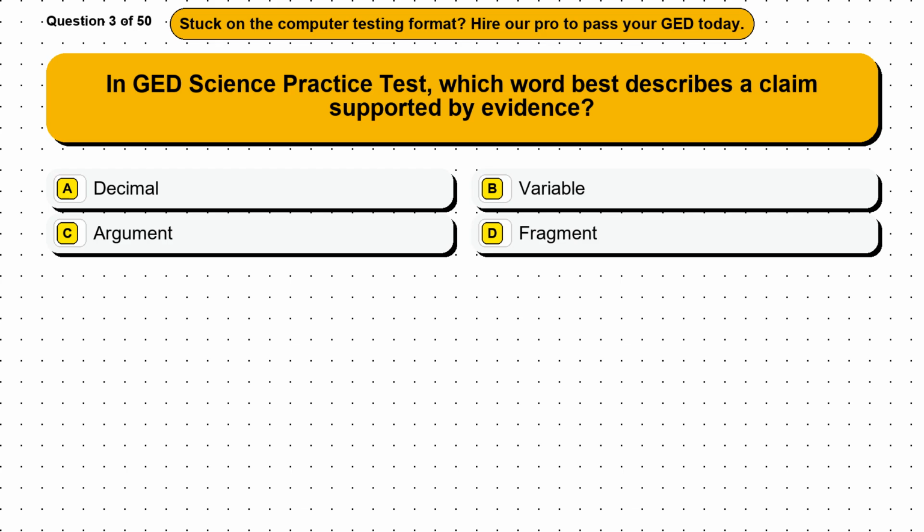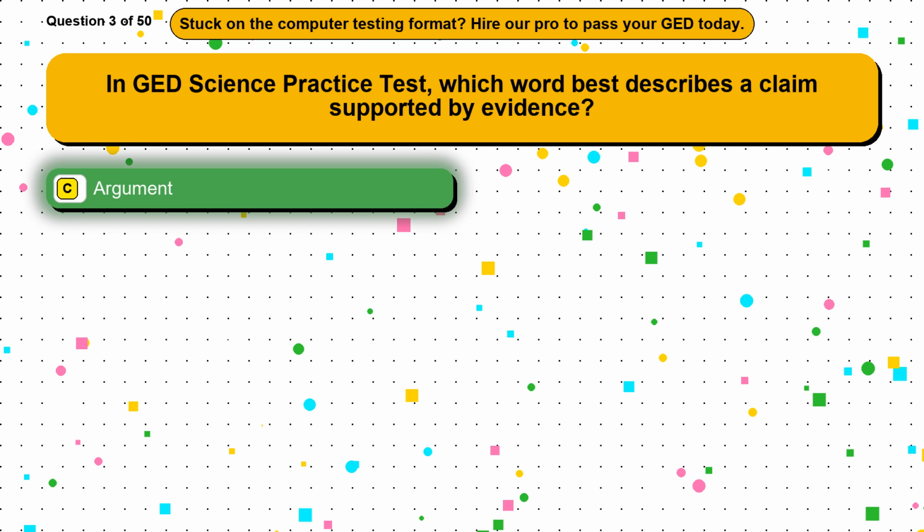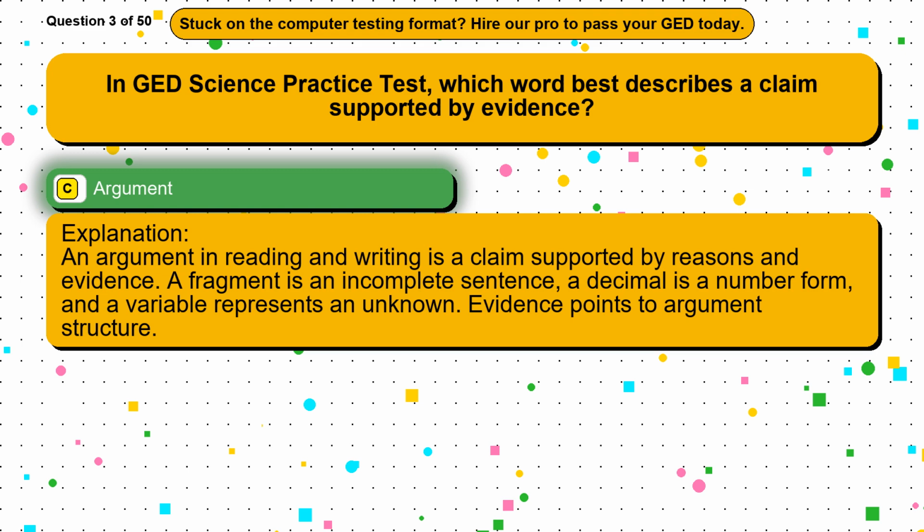Question 3. In GED Science Practice Test, which word best describes a claim supported by evidence? Option A, decimal. Option B, variable. Option C, argument. Option D, fragment. The correct answer is option C. Argument. An argument in reading and writing is a claim supported by reasons and evidence. A fragment is an incomplete sentence, a decimal is a number form, and a variable represents an unknown. Evidence points to argument structure.